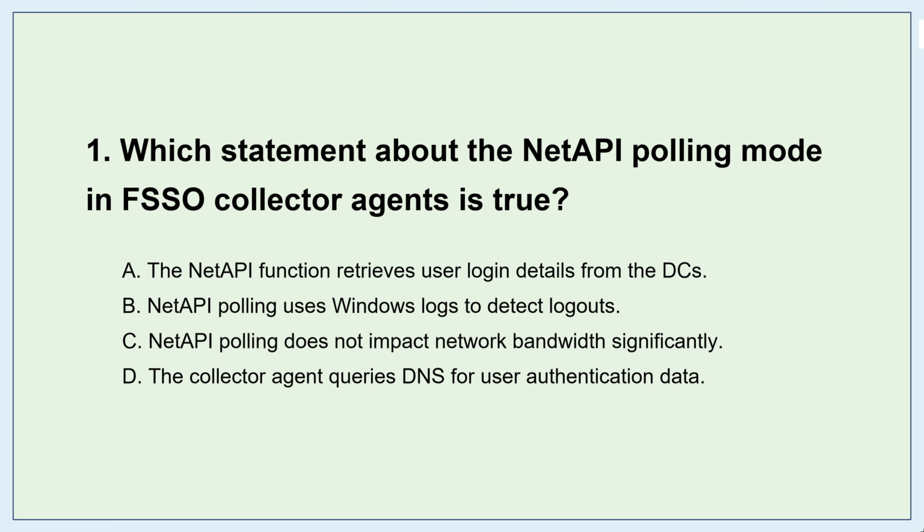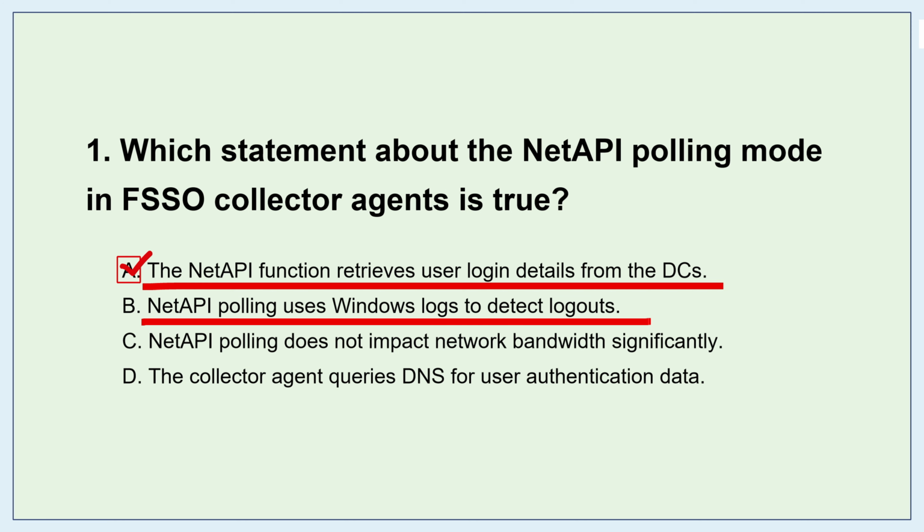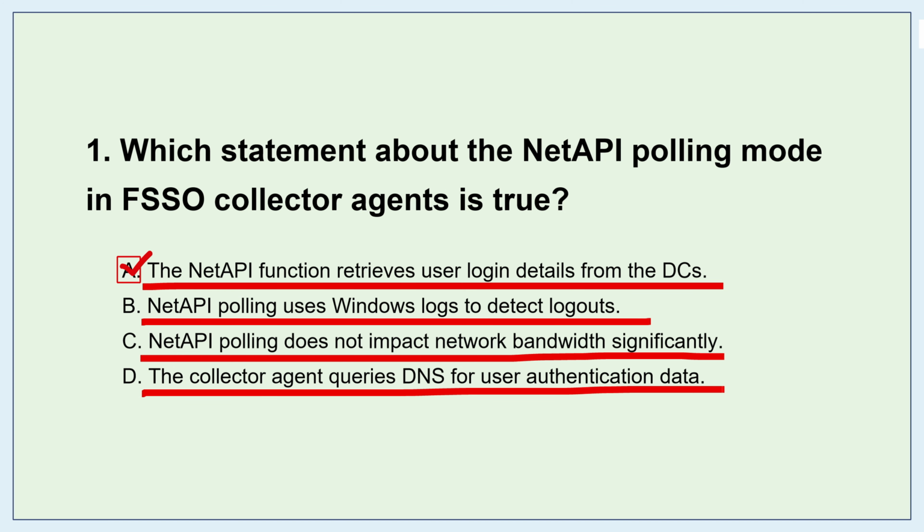Take a look at some of the options for this question. Correct. The NetAPI function retrieves user login details directly from the domain controllers. Incorrect. NetAPI polling does not rely on Windows logs to detect logouts. Incorrect. NetAPI can sometimes affect network bandwidth, though the impact is usually minimal. Incorrect. DNS queries are not used in this polling mode for authentication data.